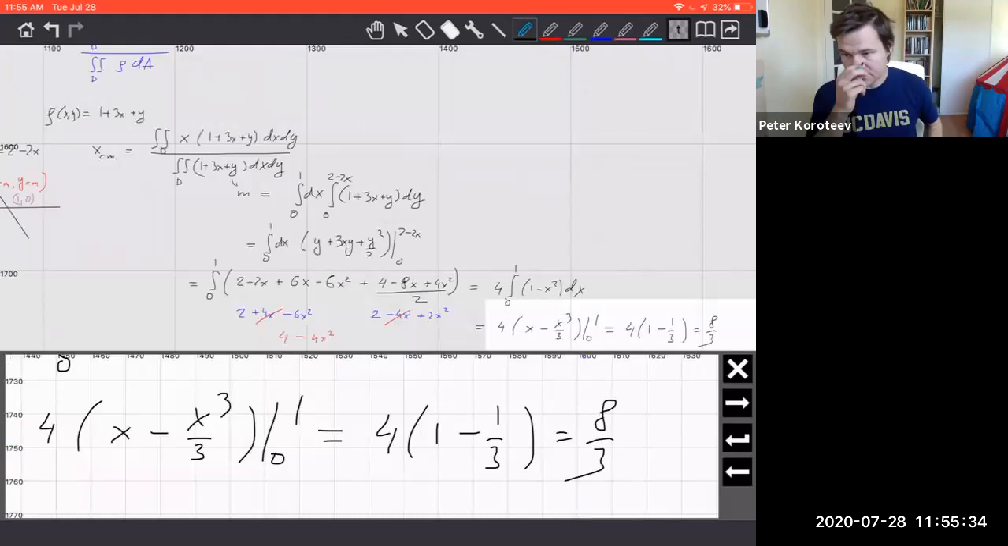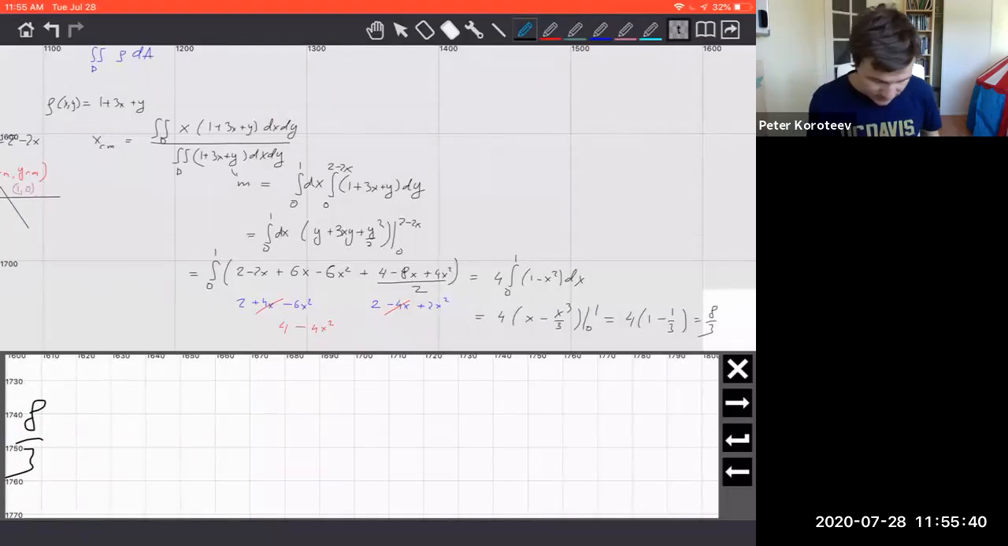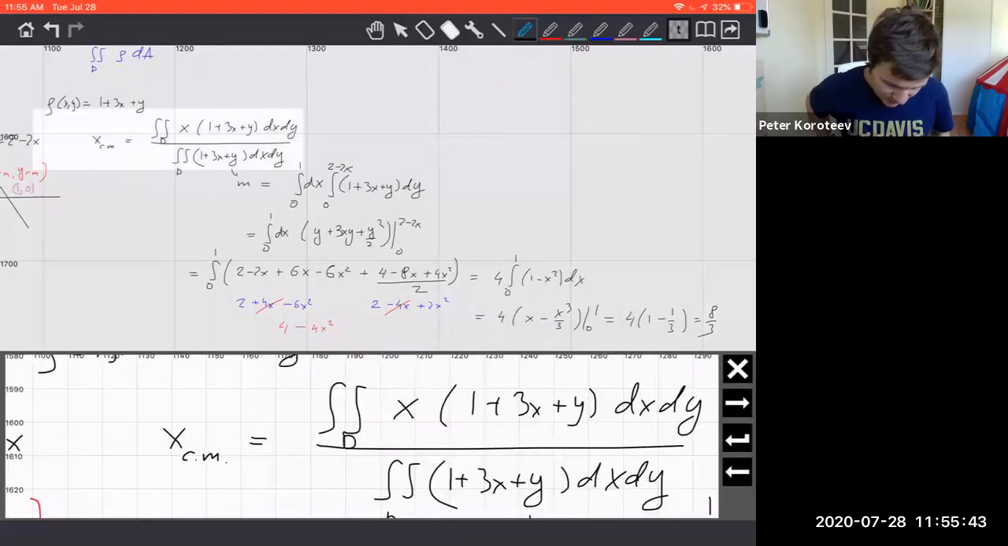There we go. Question: are you writing y center of mass for the general point? No, it's not the general point. It's the coordinate of the center of mass, right? So that's the formula that we're using. So it's at this point here.